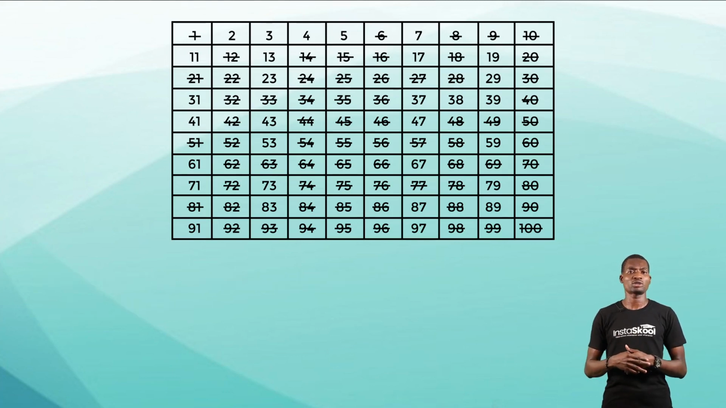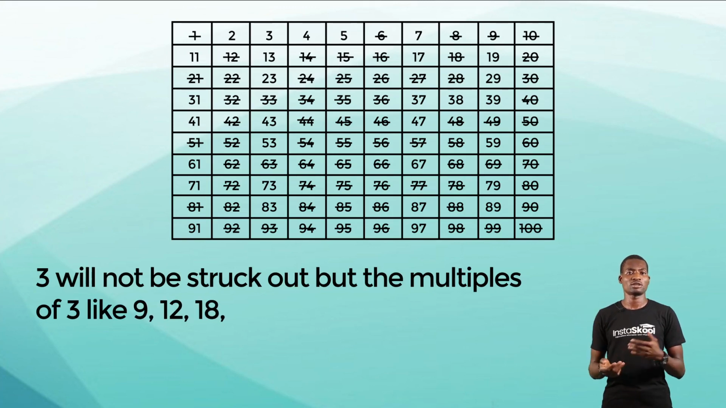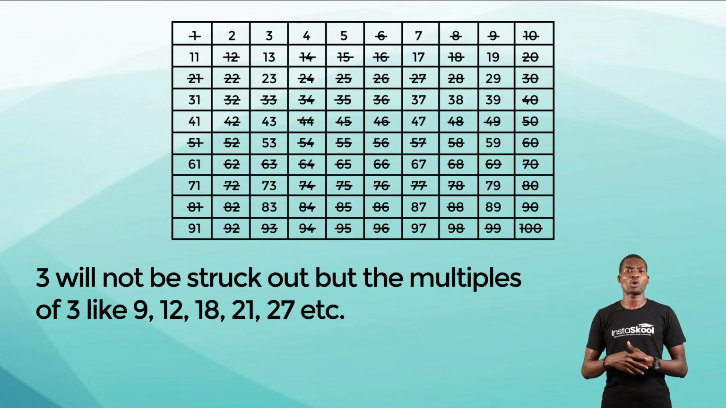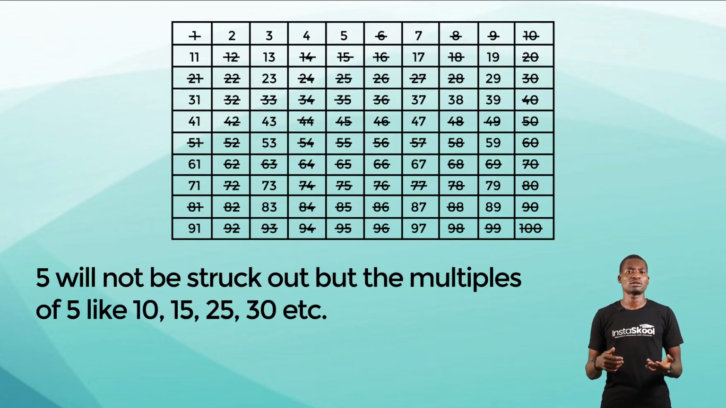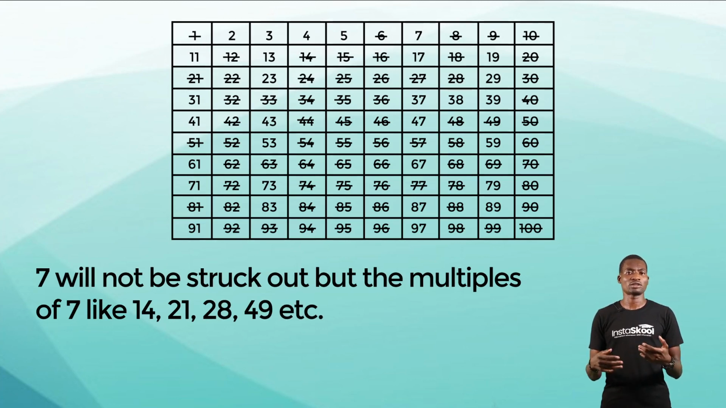3 will not be struck out, but all multiples of 3 will be struck out. That is 9, 12, 18, 21, 27, and the rest. Also, we're not going to strike out 5, but we're going to strike out all multiples of 5. That is 10, 15, 25, 30, and the rest. We're also not going to strike out 7, but we're going to strike out all multiples of 7: 14, 21, 28, 49, and the rest.